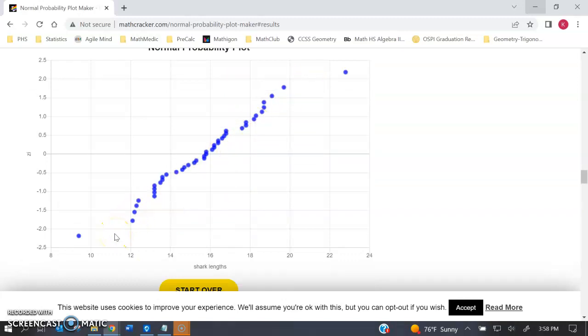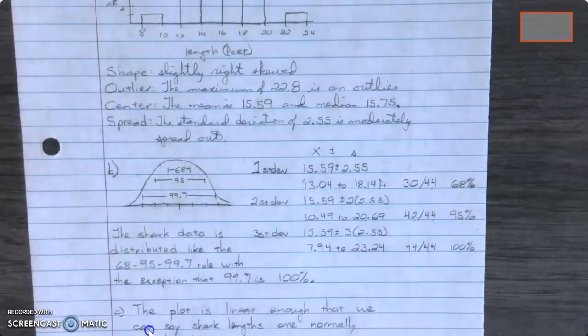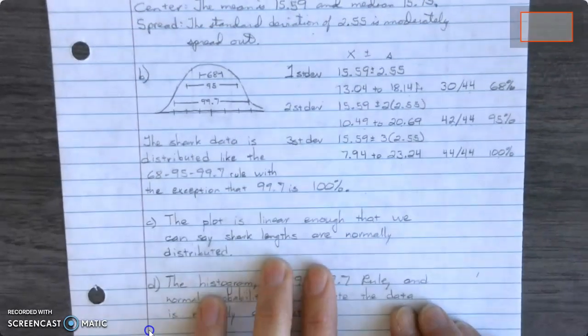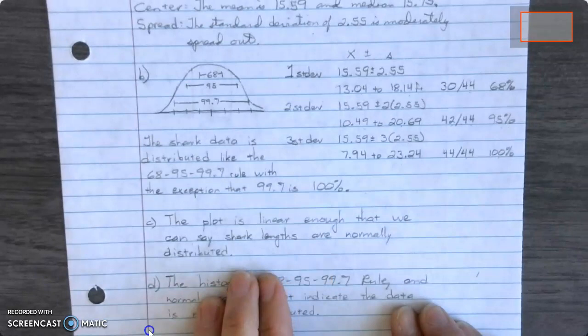And I just copy and pasted it. So here's my plot. And I can see that this is fairly linear. I could draw a line through here fairly easily. And because it is modeling a straight line, I can say that this plot is linear enough that we can say we probably have a normal distribution. So that's what I wrote on C. I wrote the plot is linear enough that we can say lengths are normally distributed.